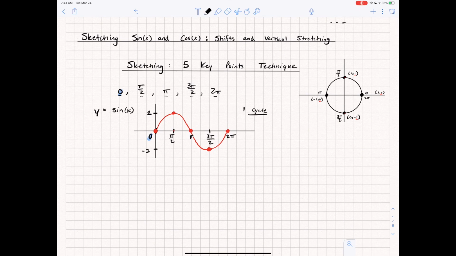For cosine, I'm going to use these same 5 points, and I'm going to go through and graph 1 cycle of cosine.